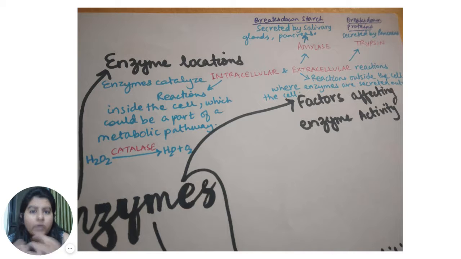Coming to enzyme locations, we studied that there are two categories of enzymes, intracellular and extracellular. Intracellular enzymes are produced by the cell itself through protein synthesis, and then they work in catalyzing reactions inside the cytoplasm, like catalase. Here I have also given two examples of extracellular enzymes, that is amylase and trypsin. Extracellular enzymes are produced inside the cell but secreted by the cell to the outside to do their function, to do their catalysis.